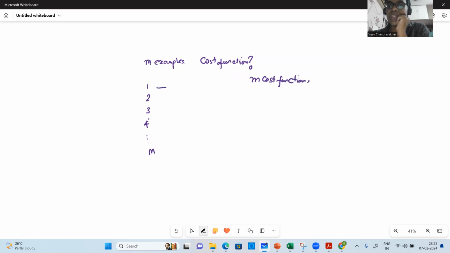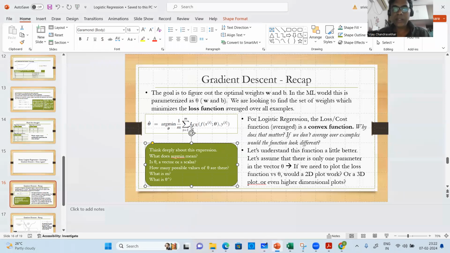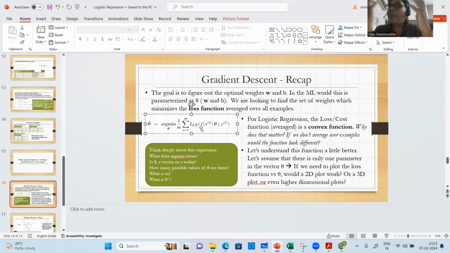So you take each example and construct a cost function. It's like saying, look, in this LCE, in the bracket, there is an xi and a theta and a yi, correct? So what am I doing? I'm creating m such LCEs, and I have m such cost functions. So when you average it, the advantage is you deal with one cost function, which is averaged over all your examples. But if you don't average it, then you're going to deal with m different cost functions. So make it very, very clear.